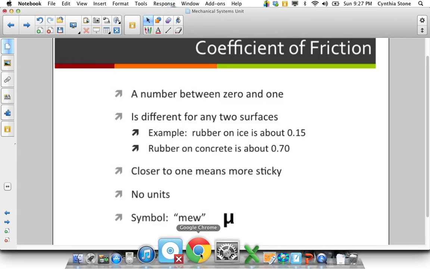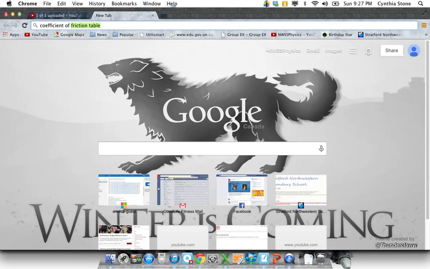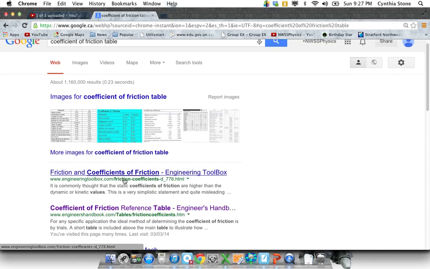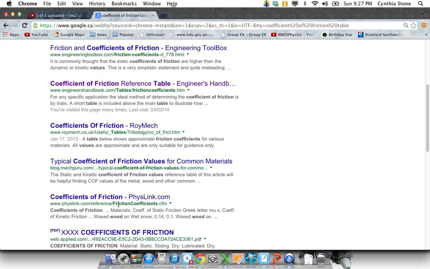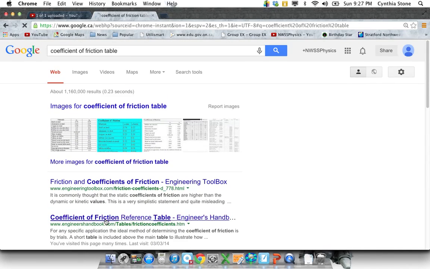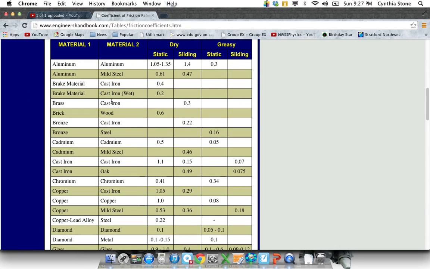So again, if I come here on the internet, I can look up a bunch of coefficients of friction. I've obviously done this before. You could look it up anywhere, but this one I've gone on before, it's an old engineer's handbook. So here's a table, and it's saying, okay, say you had this material and this material, so aluminum on aluminum, and it's saying the sliding friction coefficient is 1.4.